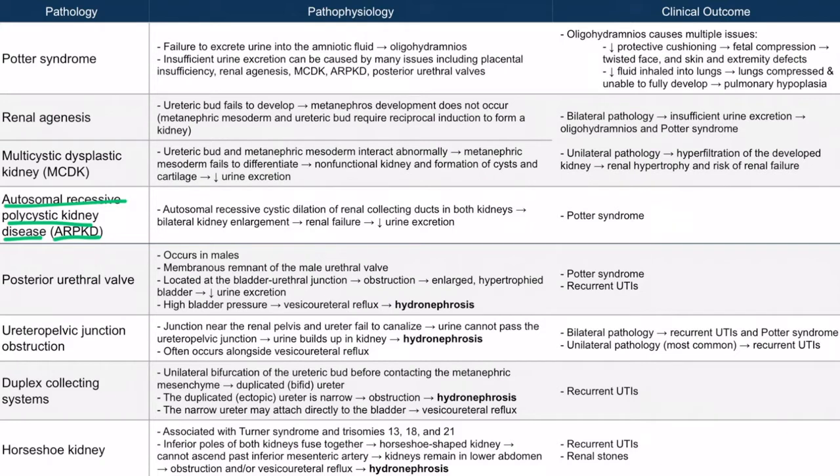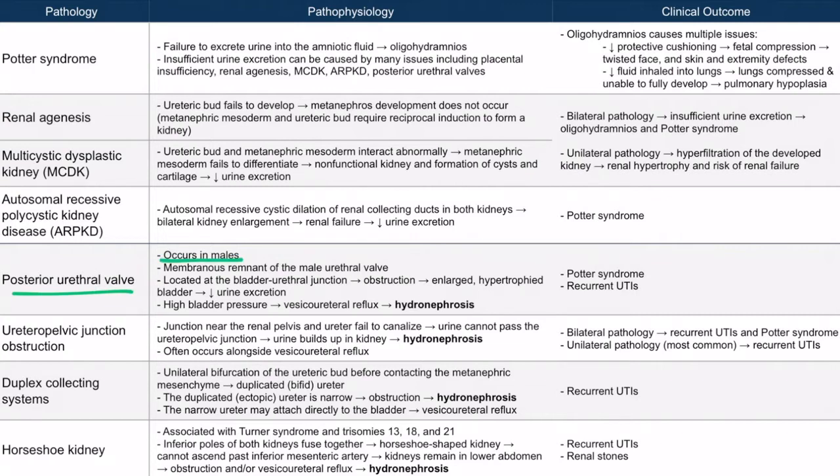This is an autosomal recessive condition that leads to cystic dilation of the renal collecting ducts in both kidneys. And all the cysts are large, so the condition results in bilateral kidney enlargement. And these kidneys are so full of cysts that they can actually be dysfunctional. So there's renal failure, which means decreased urine excretion. And since it's bilateral, these patients will experience Potter syndrome. Now, there's also an autosomal dominant polycystic kidney disease. However, the autosomal dominant form doesn't impact the fetus the way that its autosomal recessive counterpart does. And this table is focused exclusively on renal pathology associated with embryology. So that's why we're only talking about the autosomal recessive form here.